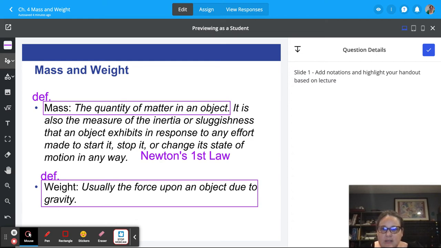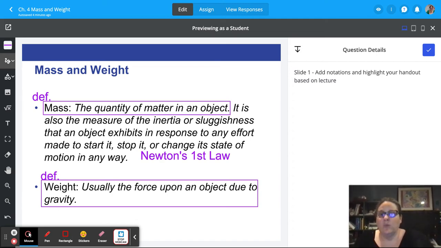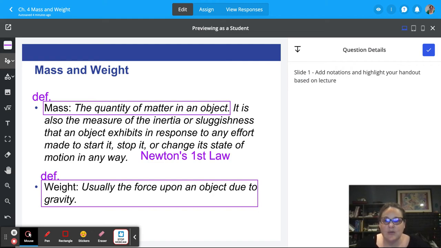So, mass, the definition of mass is the quantity of matter in an object. So, it's the parts that make up the object that is what mass is. Weight is the force on the object due to gravity. So, weight only exists when there is gravity on a mass. Mass exists whether or not there is gravity.